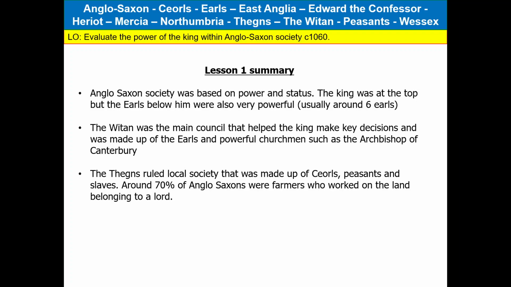Finally, a little bit lower down, the Thanes ruled local society that was made up of the ceorls, peasants and slaves. Around 70% of Anglo-Saxons were farmers who worked on the land belonging to a lord. So make sure you write down that lesson summary.